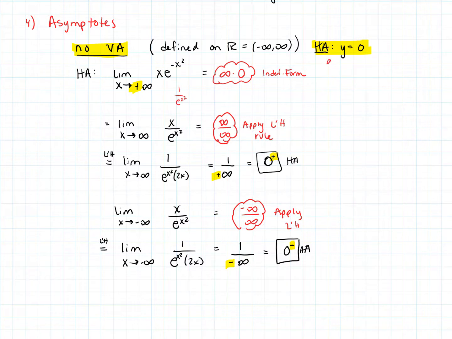graph. We should add that in, because sometimes we could have a horizontal asymptote on only one side. So this is as x approaches positive and negative infinity. So let's add that into my highlighted conclusions there. Okay, once we've done all that, so now we've done the asymptotes.